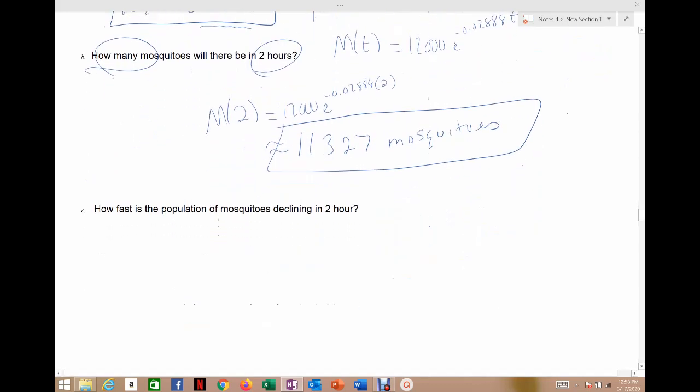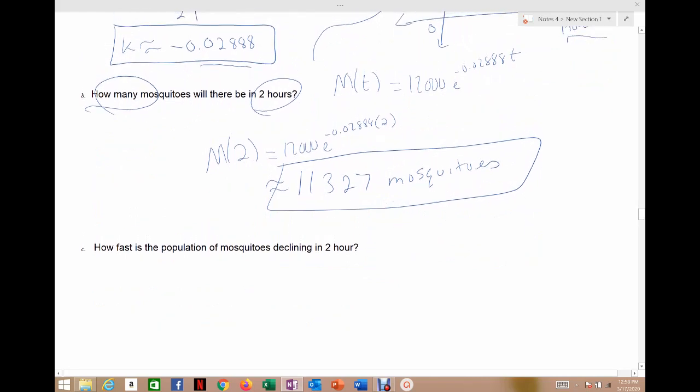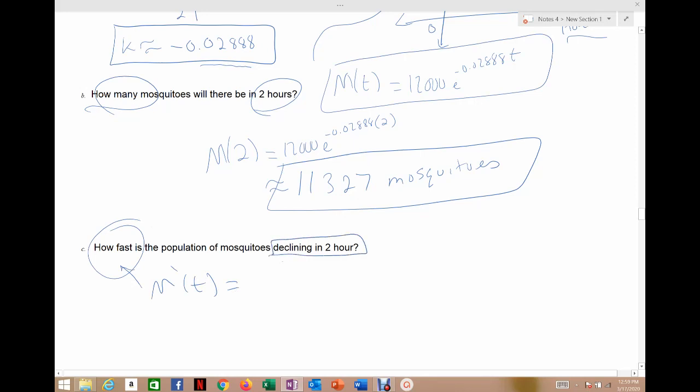Alright, the next question. How fast is the mosquito population declining? How fast? So we're looking for a speed, the rate of change. So we want the derivative, right? The derivative tells me how fast, the speed. They're dying off, right? Declining in 2 hours. So I'm going to take my derivative and plug 2 into it. So I'm going to look up here and take the derivative of that.